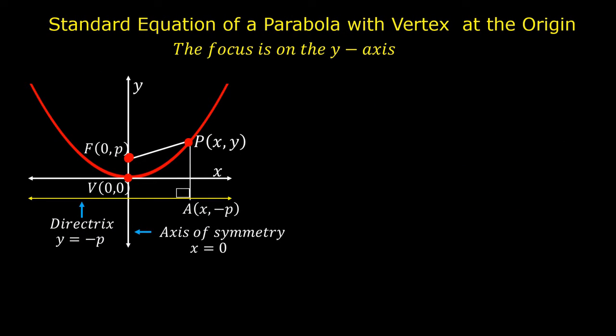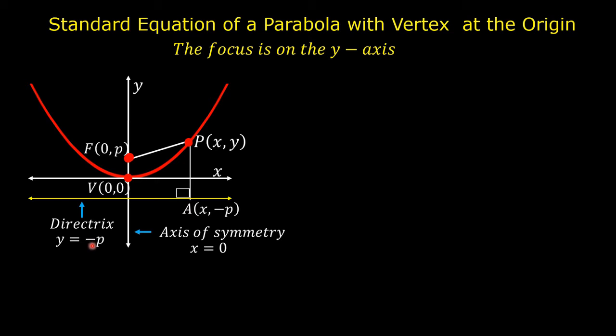Standard equation of a parabola with the vertex at the origin. The focus is on the y-axis. Let us look at this illustration. This is the y-axis. This is the x-axis. This is a parabola with the vertex at the origin. The coordinates of the vertex are (0, 0). This is the focus of the parabola. It has coordinates (0, p). This is the directrix, the yellow line.